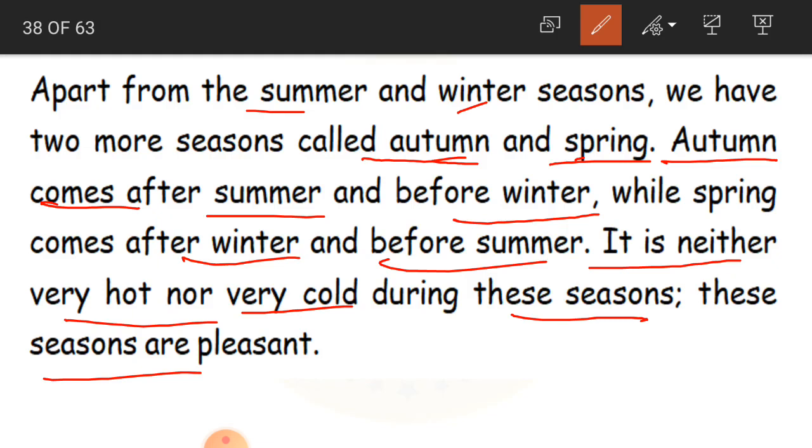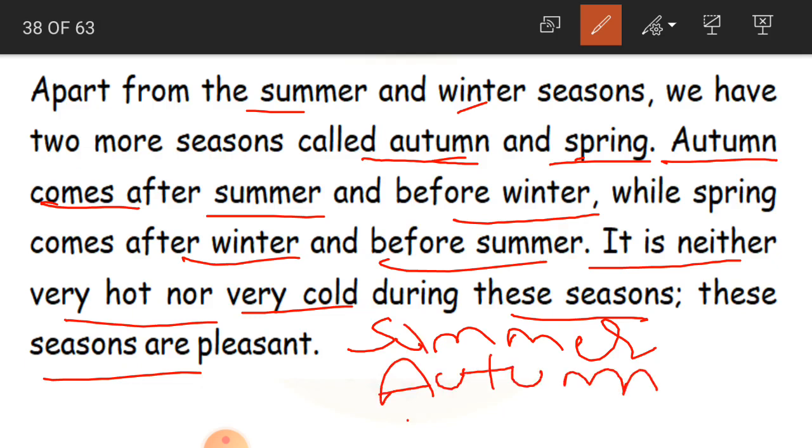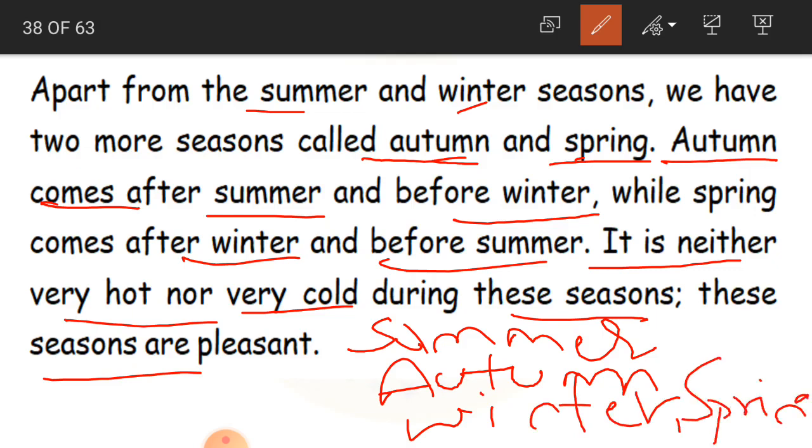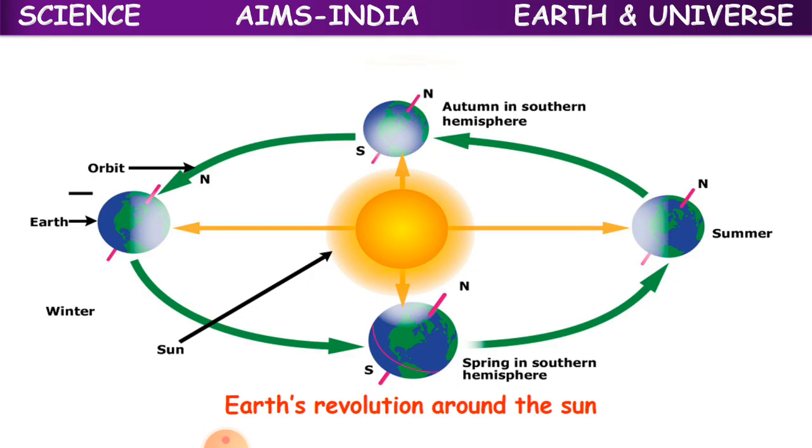Clear, children? So first you will get summer, then autumn, then winter, and after that spring, and again after spring, summer. So this is how we get all the 4 seasons in 365 days, that is in 12 months, in 1 year, where the earth completes one revolution around the sun. Clear, children? I hope you have understood this.